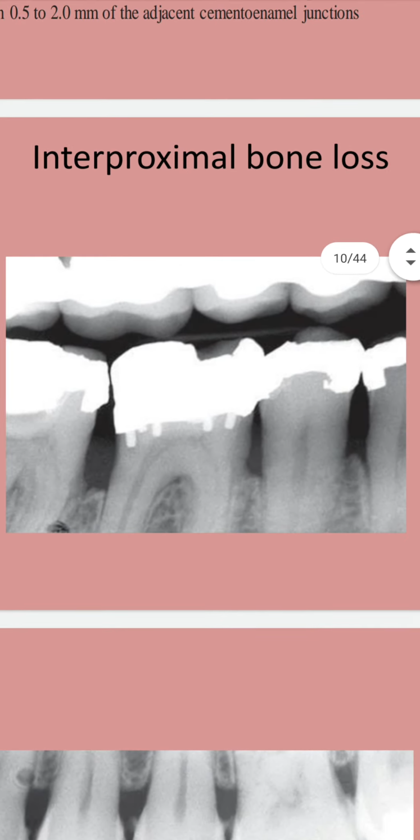In this bite-wing image, we can see interproximal bone loss. You can see the level of the bone below the cemento-enamel junction is more than 2 mm. It's about 4 to 5 mm. And there is no continuation with lamina dura. Also, the surface of the bone is irregular, sharp, and not smooth.